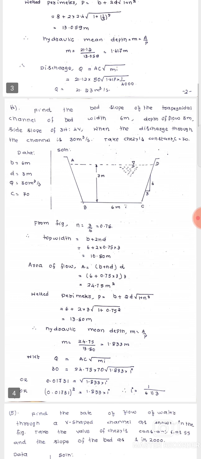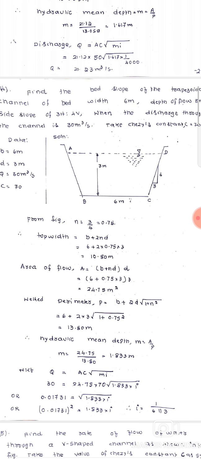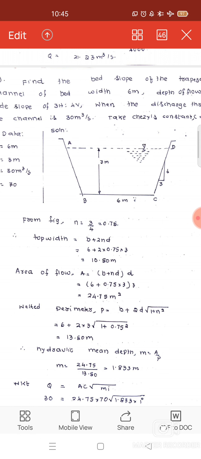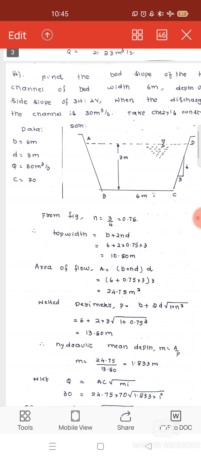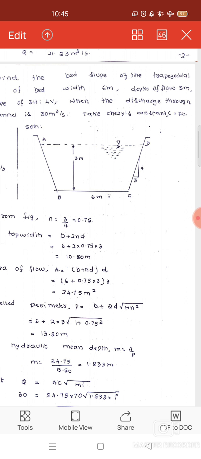Then go to the fourth one. Find the bed slope of the trapezoidal channel of bed width. So it is a trapezoidal channel. In the previous case the bed slope was given, but here we have to find the bed slope. The bed width is 6 meters, the depth of flow is 3 meters, and the side slope of the channel is 3 horizontal to 4 vertical. When the discharge through the channel is 30 cubic meters per second, assume Chezy's constant is 70.